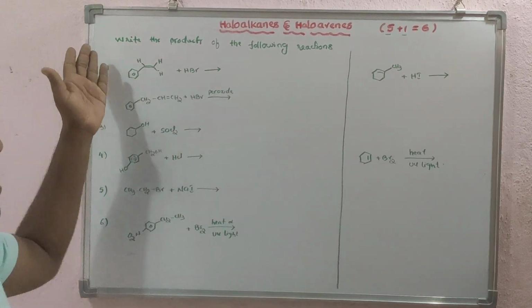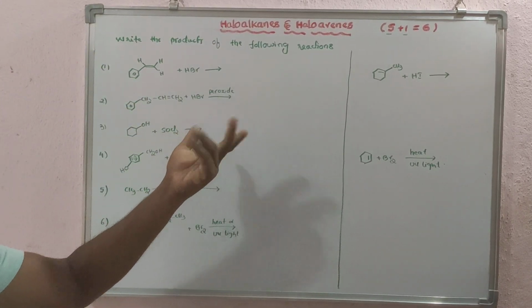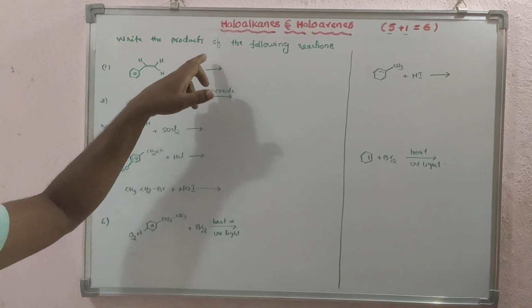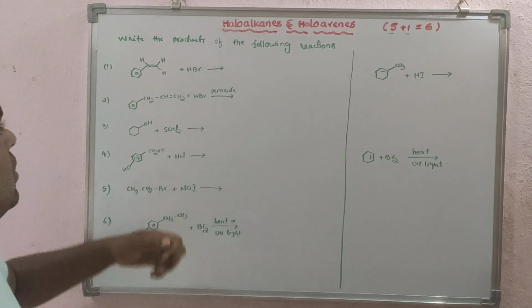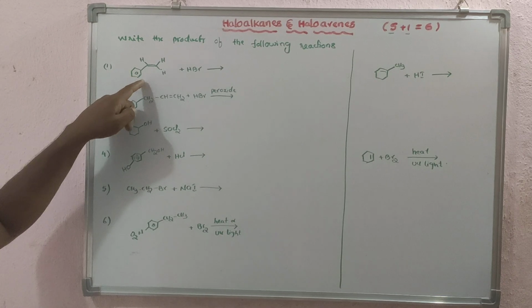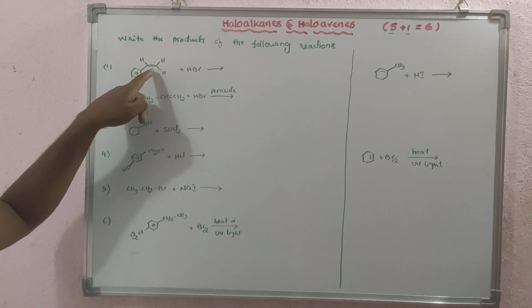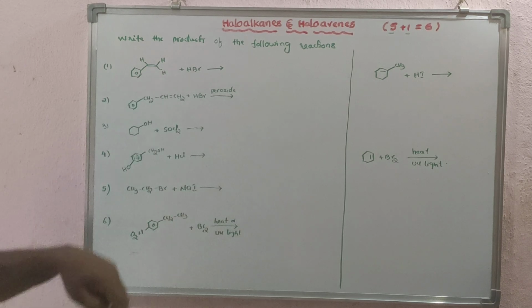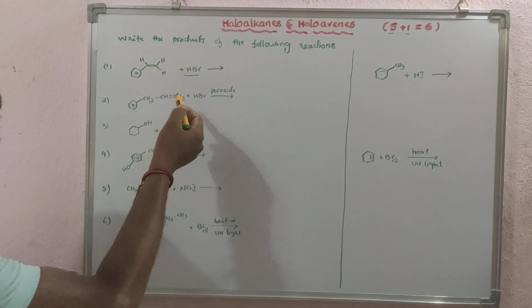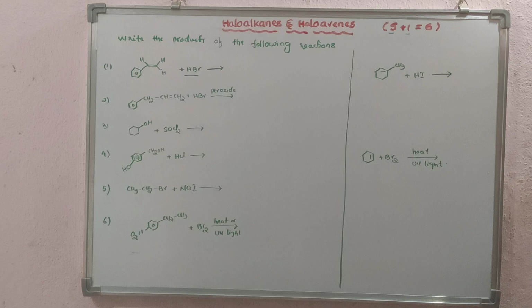So here are some examples from the NCERT textbook. Write the products of the following reactions. Okay, so this is the first one. They have given the compound styrene, benzene with a CH=CH2 group, plus HBr. You know that we have already discussed this previously.